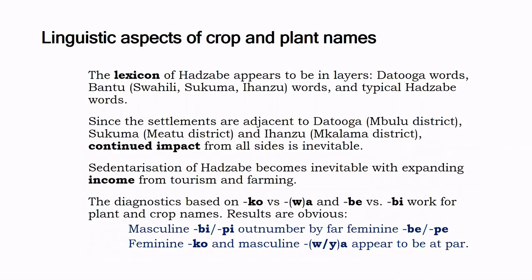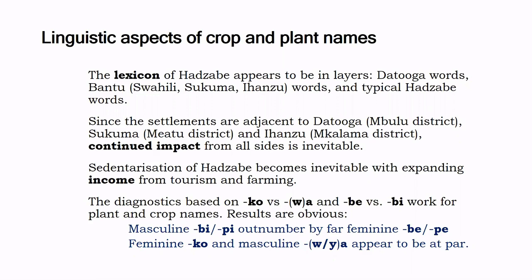So in the conclusion, I'm saying the lexicon of the Hadza appears to be large, having Datoga nouns, having Bantu nouns, having typical Hadzabe nouns. And this is a result of the contact with neighboring communities, but we are aware that each speech community is in contact with a different language.